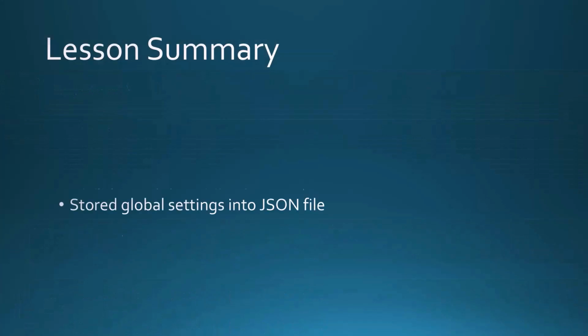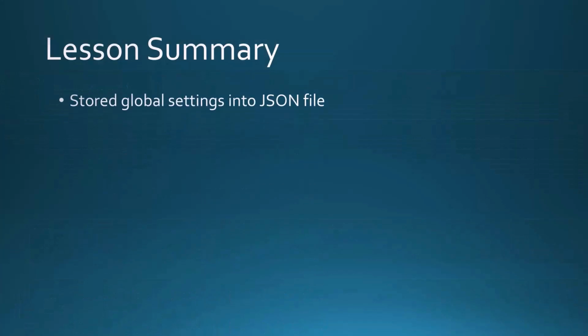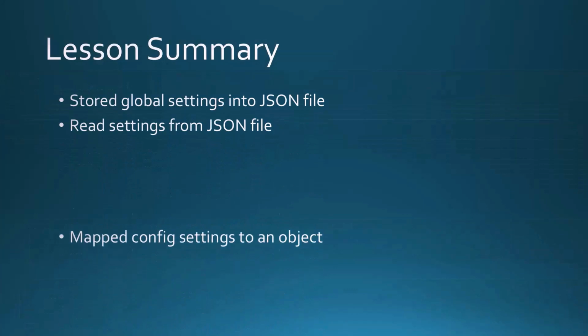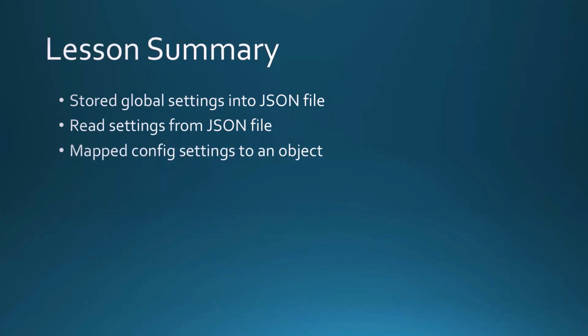In this lesson, we stored global settings into a JSON file. We then learned how to read those settings from the JSON file using an IConfiguration object. We mapped configuration settings directly to an object, and we used IOptionsMonitor for flexibility.